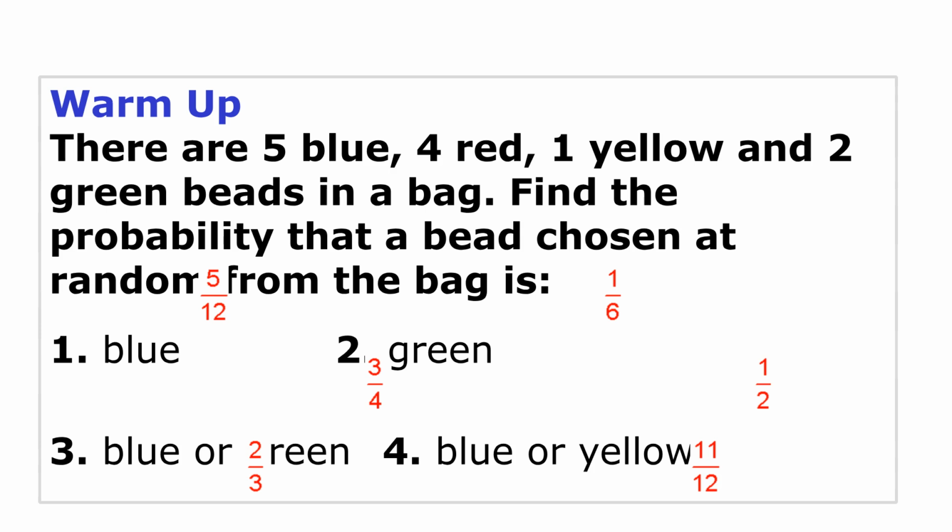Let's warm up with an example. Given a bag of beads with different colors, we can find the probability of choosing a specific color by dividing its count by the total number of beads.